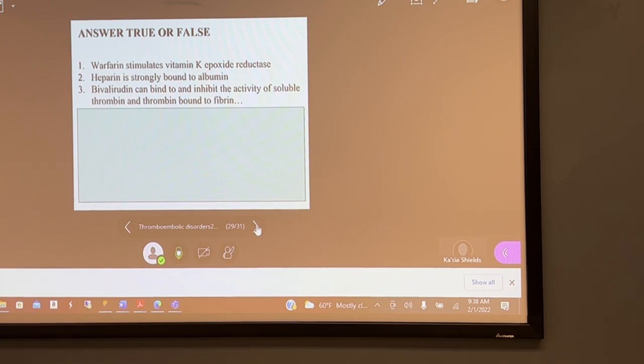Bivalirudin, what class does it belong to? Is it a direct thrombin inhibitor or a selective factor Xa inhibitor? Direct. It's a direct thrombin inhibitor. It can bind to and inhibit the activity of soluble thrombin and thrombin bound to fibrin. You just told me it's a direct thrombin inhibitor, so shouldn't it be true? It can bind to both.